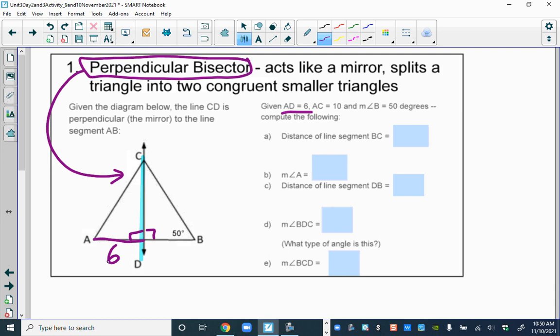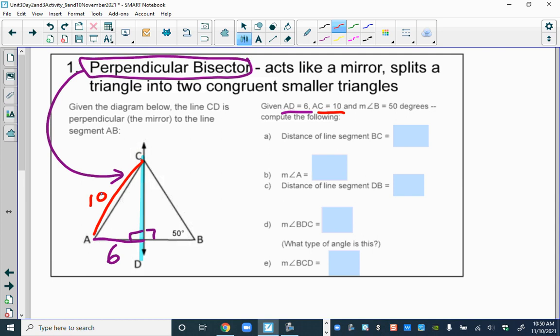They also gave us, what else was given to us? They gave us AC. Where's AC located? C is located on the top. Which side, left or right? So from here to here, that's a 10. But now, everything gets easy. You know why?